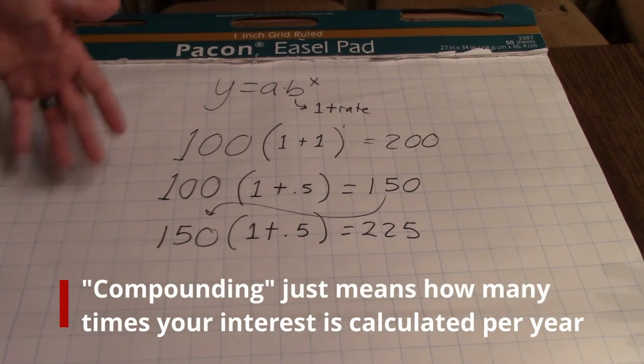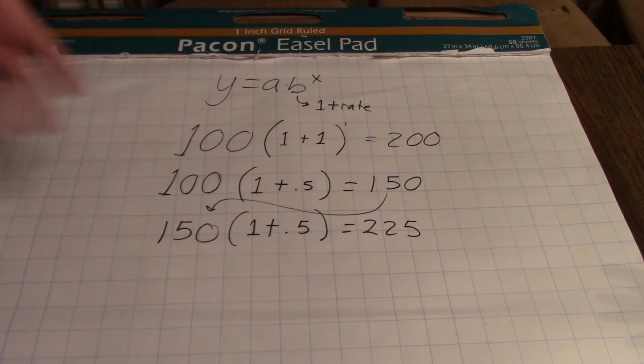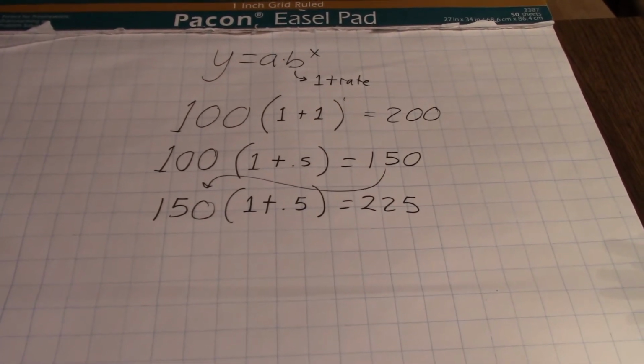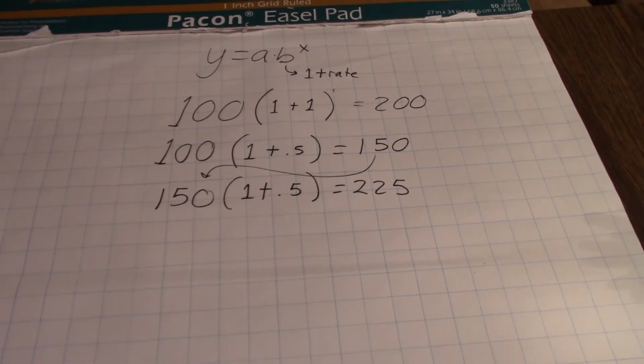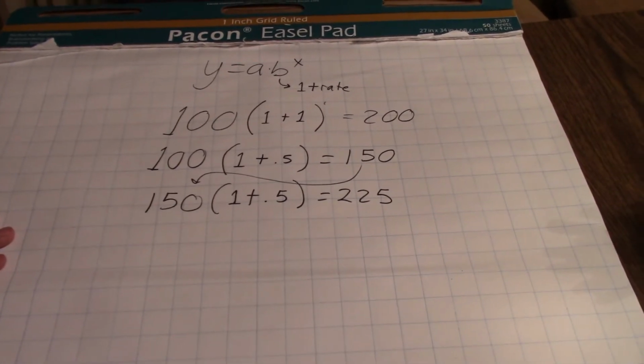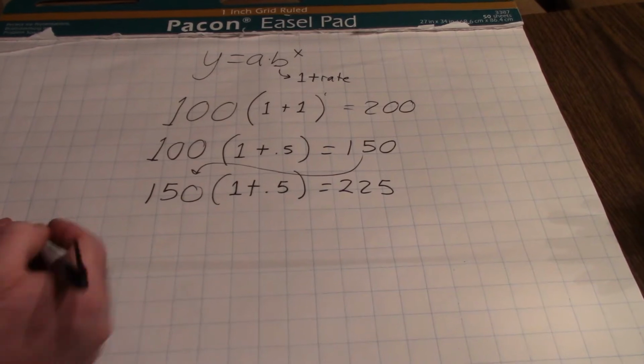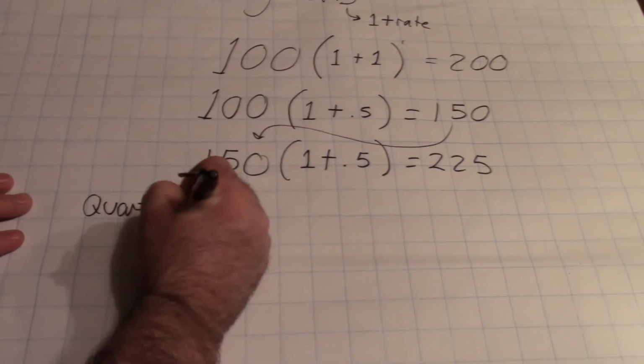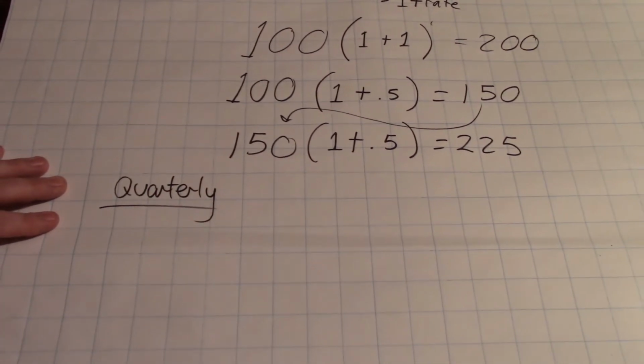Okay? Do you have any guesses on what would happen if we did it more often than that? We're just going to keep making more money. Okay, and you're right. So if I were to compound it quarterly, which is a fancy word, 4. A lot of people don't know what this means in math, but quarterly just means 4 times a year. So let's see what happens there.